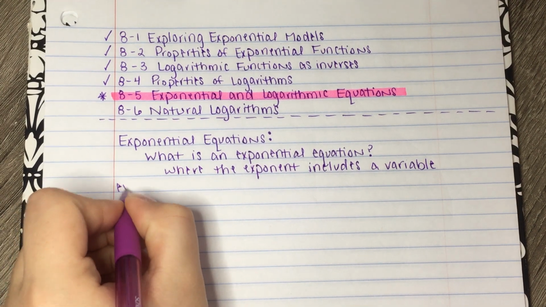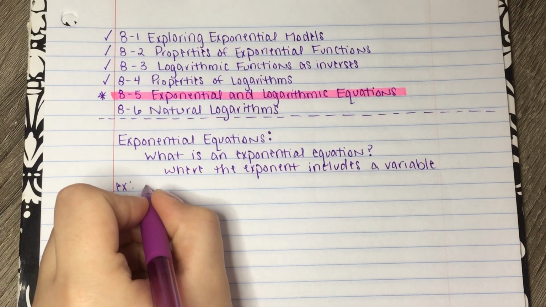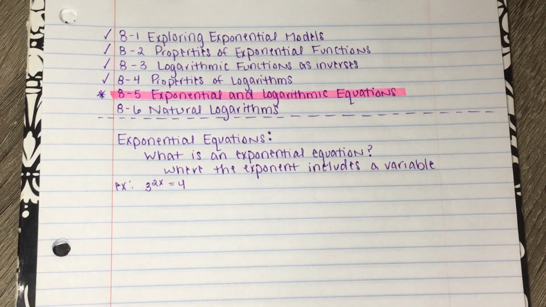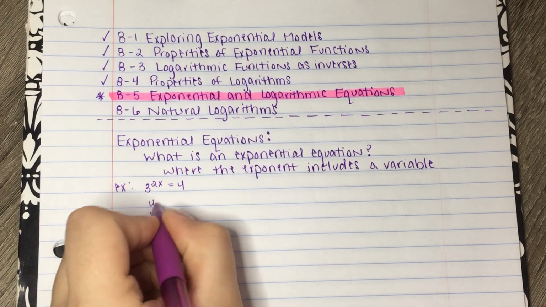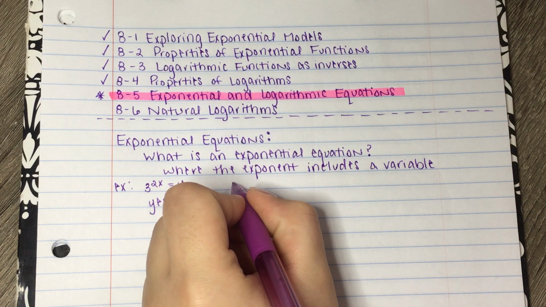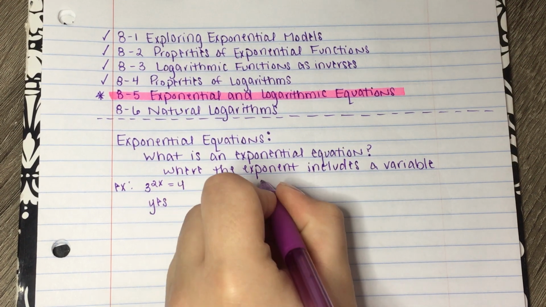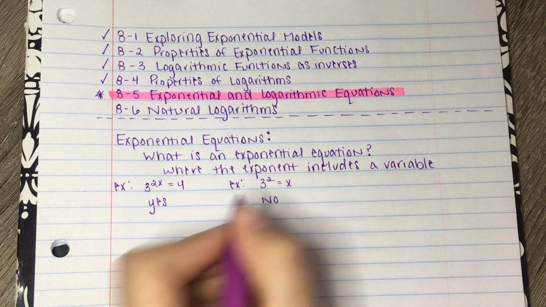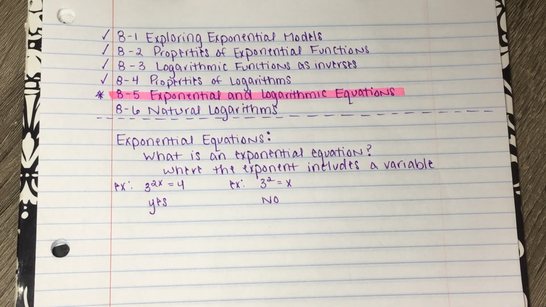An example here would be 3 to the 2x is equal to 4. Well, that is an exponential equation. So I'm going to write yes, that's an exponential equation, because our variable here is in the exponent spot. But then when you have something like 3 squared is equal to x, this is not an exponential equation. That's a no. You could see that the x is not in the exponent's place.